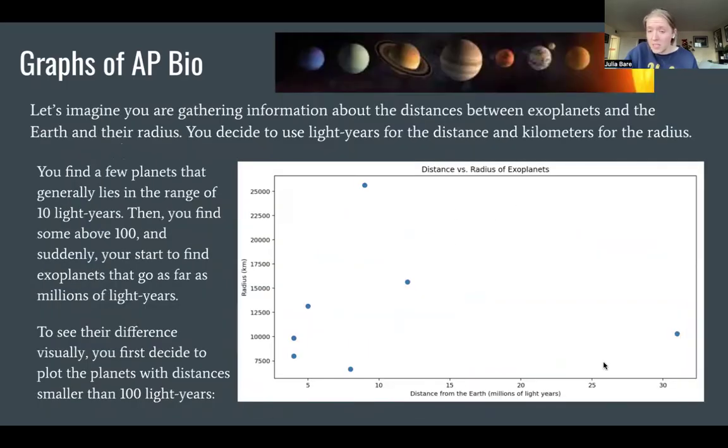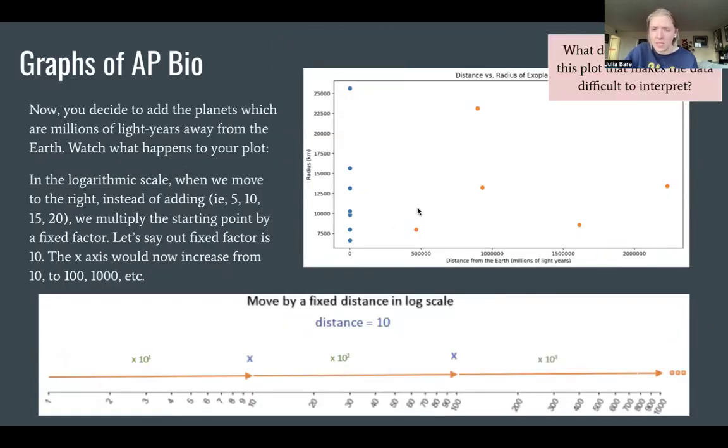Now we've kept the same scale. We still have 0 to our maximum, and we've kept the same increments. But now we're increasing. Our scale just got so much bigger. We just have so much more space that we are trying to fit onto our graph. So if you look at this graph, what do you notice about this that makes the data difficult to interpret?